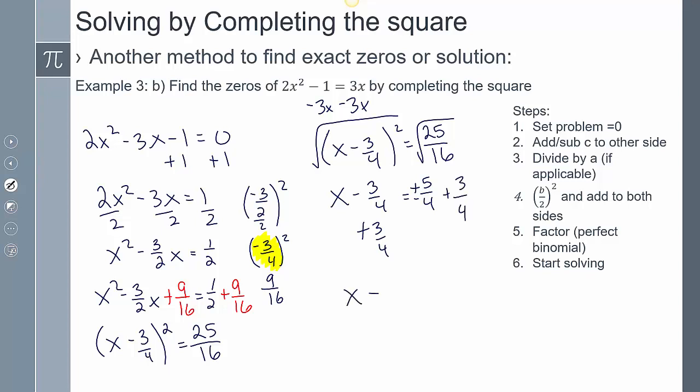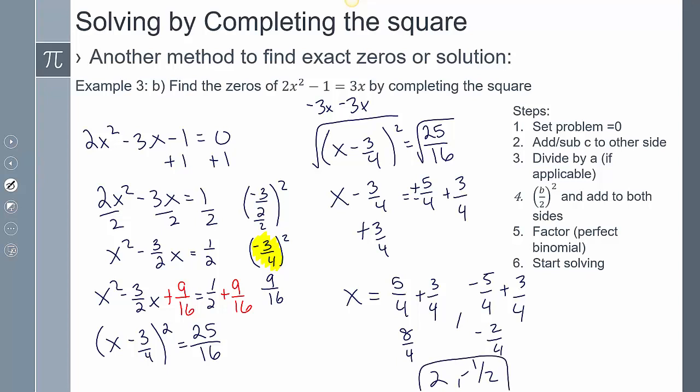And so I'm going to get x equals 5 over 4 plus 3 over 4, which is 8 over 4, which is 2. And then I also get negative 5 over 4 plus 3 over 4. That's going to give me negative 2 over 4, which is going to be negative 1/2. And so my solution is going to be 2 and negative 1/2.